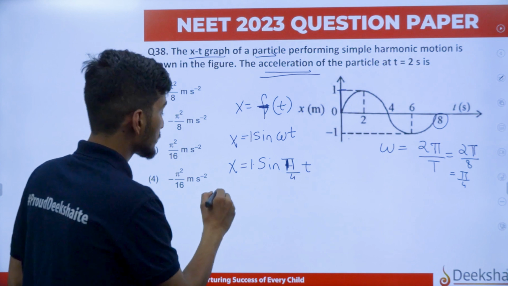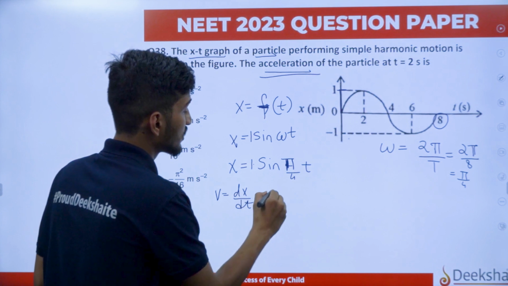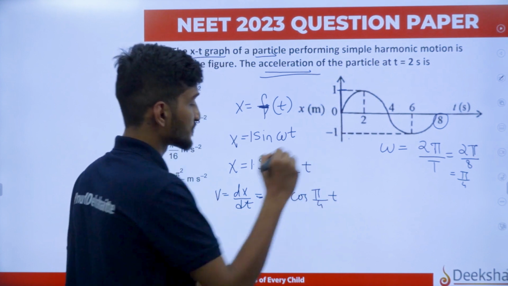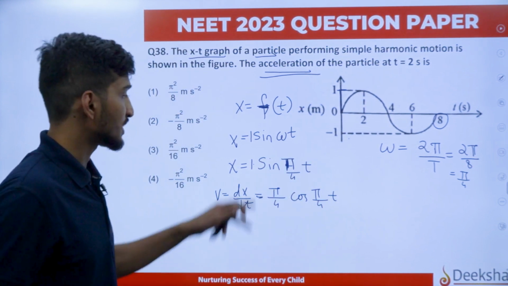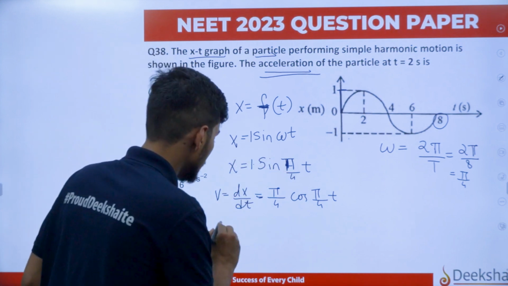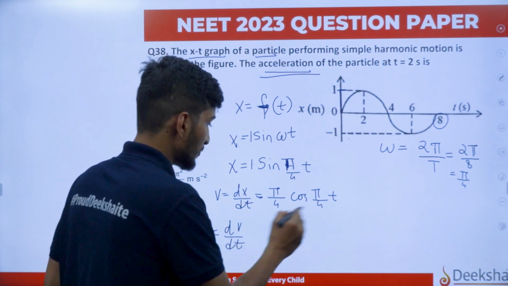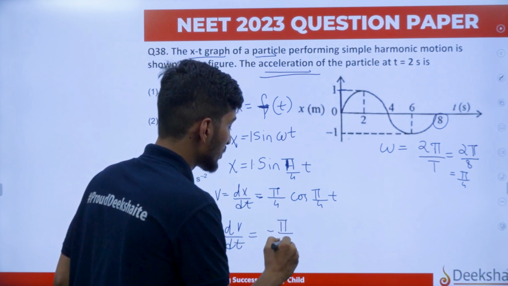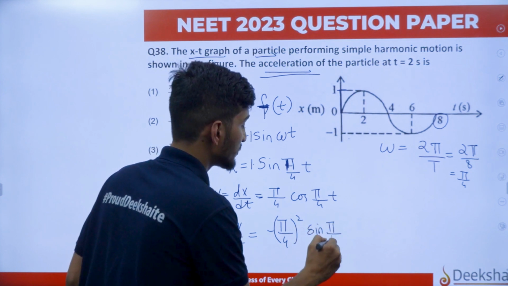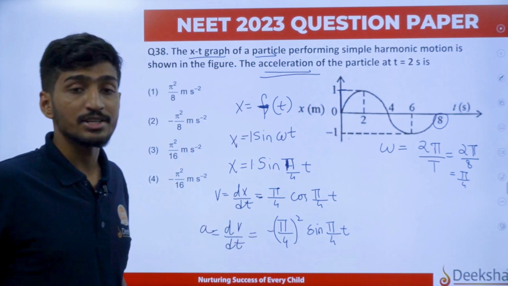Let's differentiate this once. Let's get the value of v, dx by dt, which is going to be pi by 4 cos pi by 4 t. Correct? Sine theta's differentiation is cos theta, and the inside constant comes out like this. Let's differentiate this again. Let's do dv by dt, which will be the acceleration now. Minus pi by 4 square sine pi by 4 t. This happens because cos theta's differentiation is minus sine theta, so the minus sign carries over.